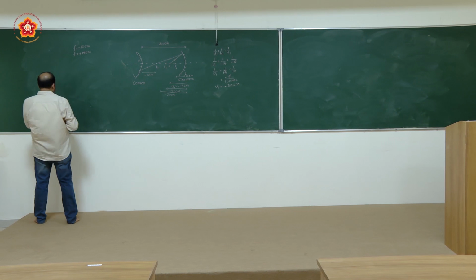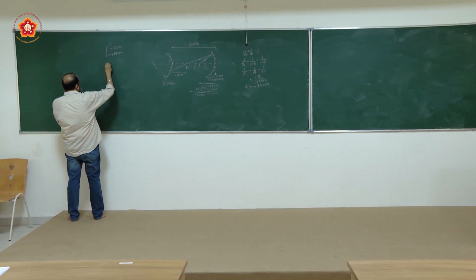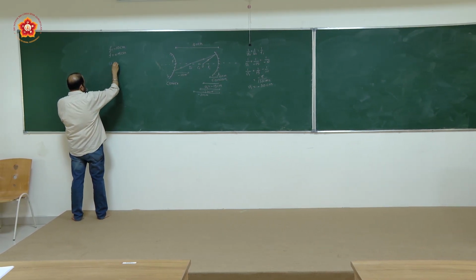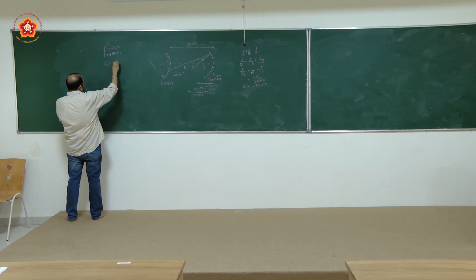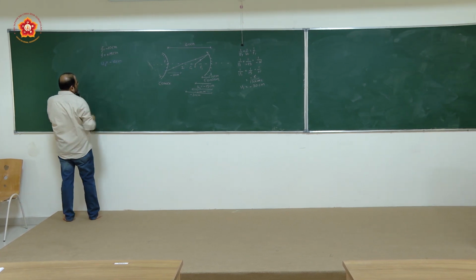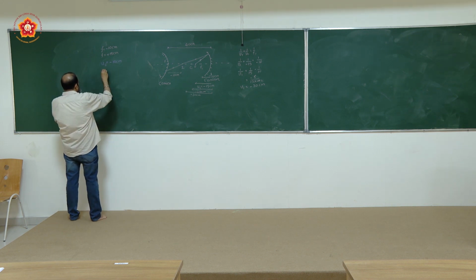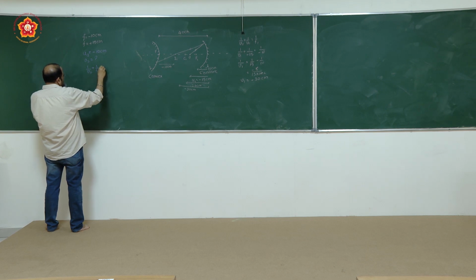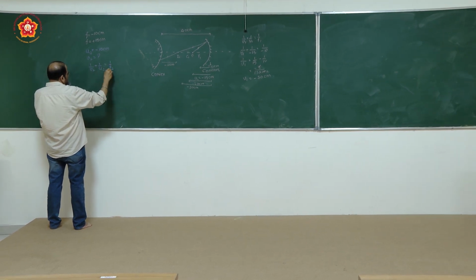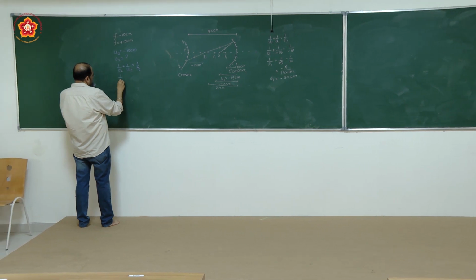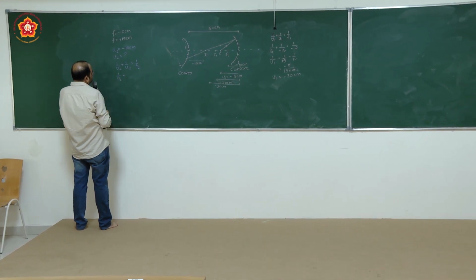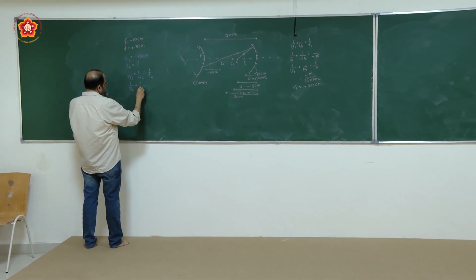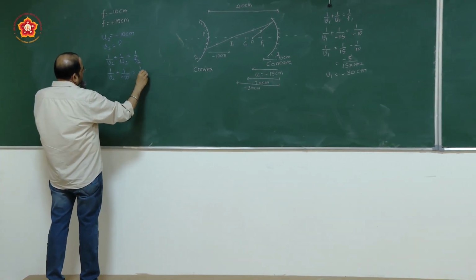So again, I will be having here object distance u2, that is taken as equal to minus 10 centimeter. V2 is to be found out. And you can use the relation 1 upon V2 plus 1 upon U2 is equal to 1 upon F2. So 1 upon V2 plus 1 upon U2, that is 1 upon minus 10, is equal to 1 upon 15.